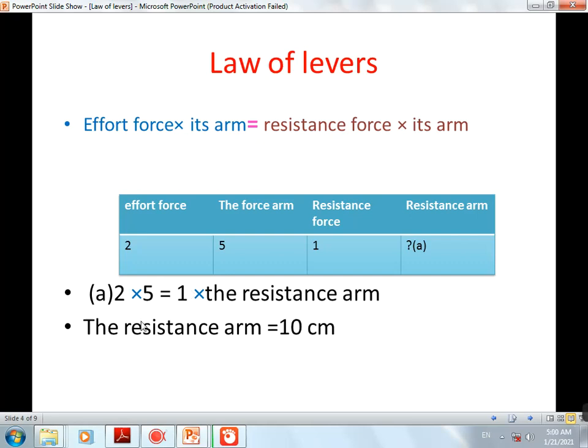For example, effort force equals 2, the force arm is 5, resistance force equals 1. Calculate the resistance arm. Effort force 2 times 5, the force arm, equals resistance force 1 times the resistance arm. The resistance arm equals 2 times 5 divided by 1, equals 10 centimeters.